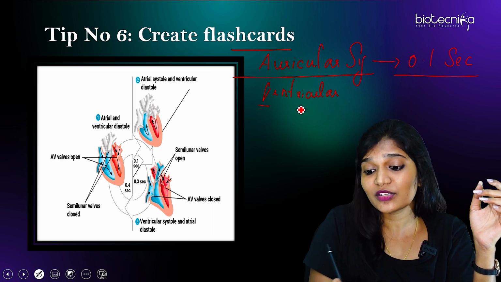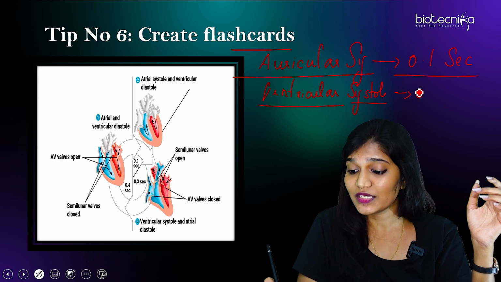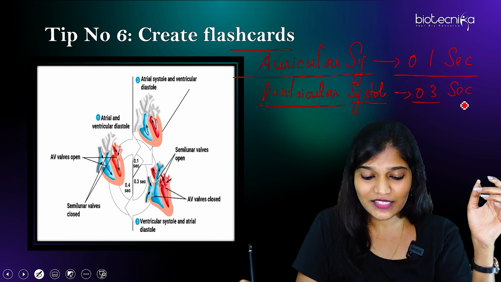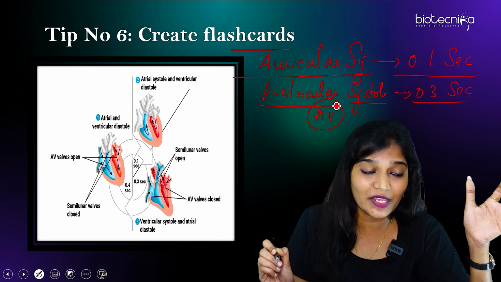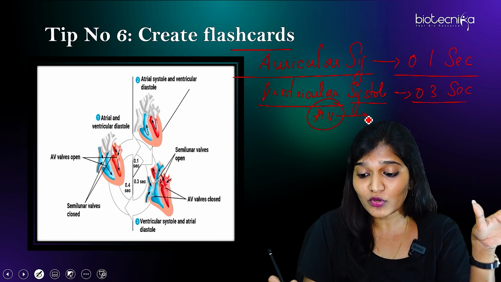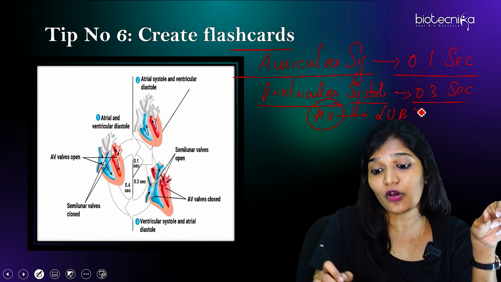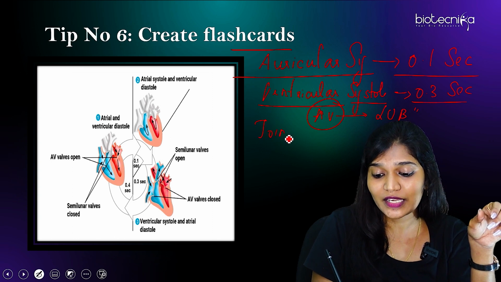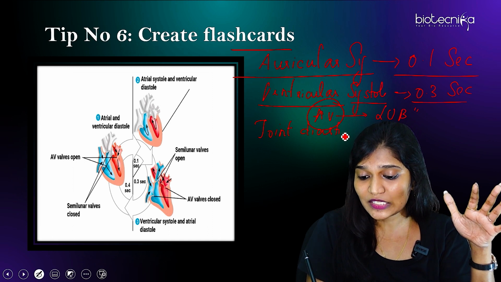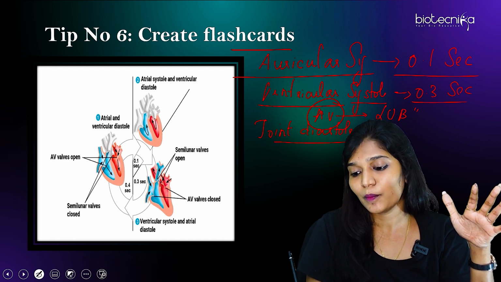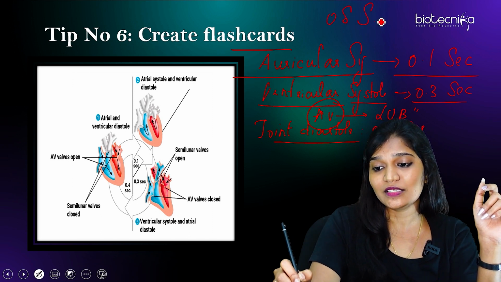So when the ventricles contract, it lasts for about 0.3 seconds. During this time, the AV valves, the atrioventricular valves, or we can say the tricuspid and the bicuspid valves, are going to close. That will create the LUB sound. The last phase is joint diastole, where both the auricles and the ventricles relax for about 0.4 seconds. So in total it's going to be 0.8 seconds.